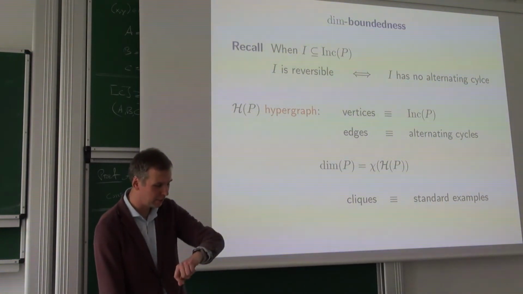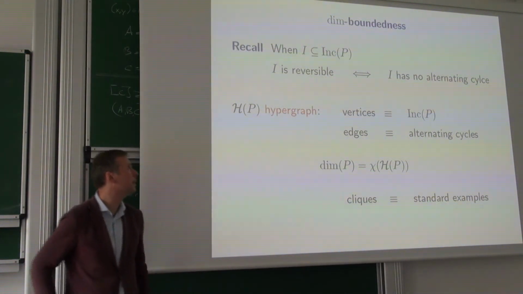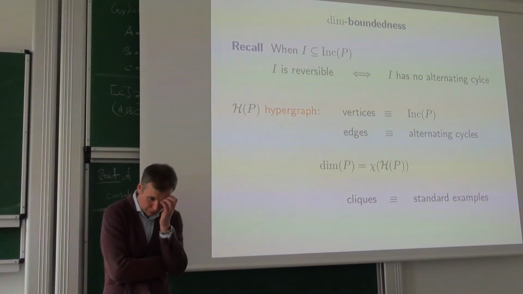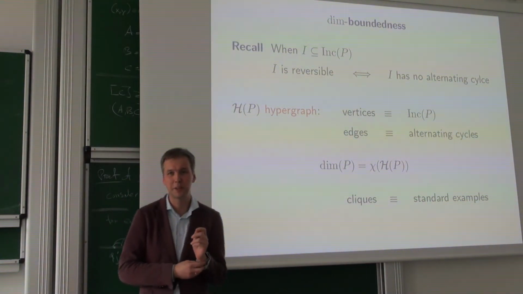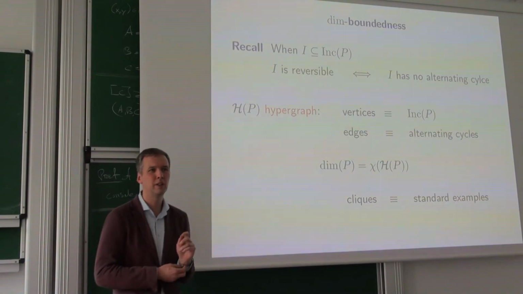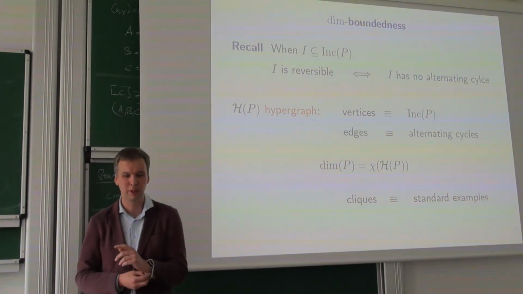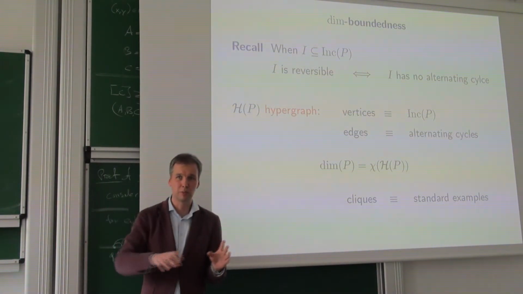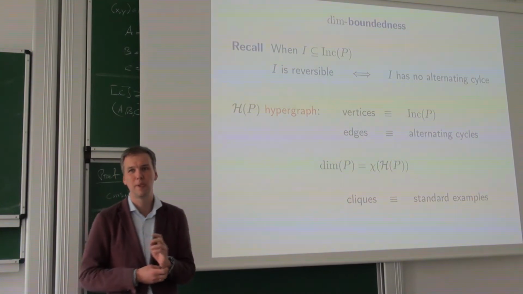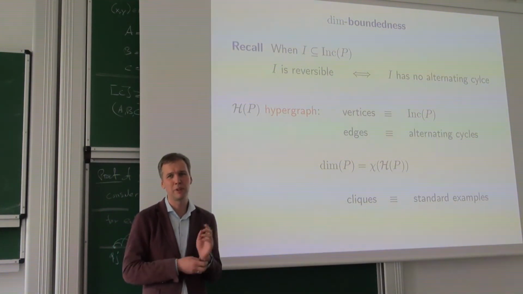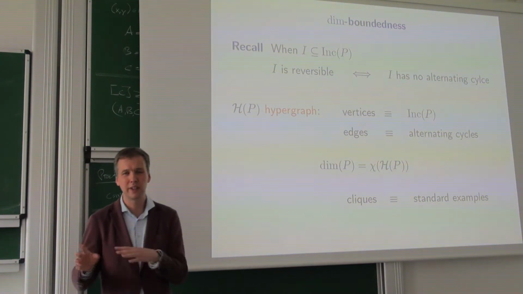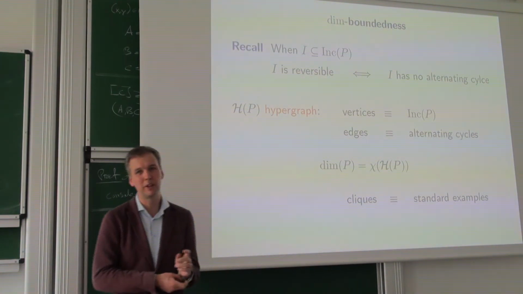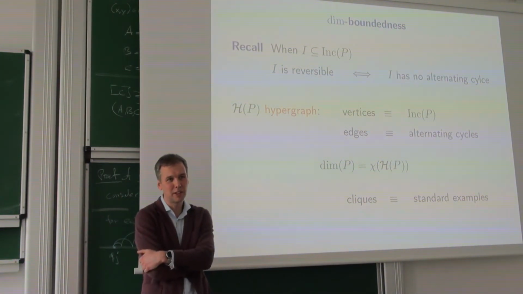but here is another very exciting stuff, dim-boundedness. Recall when you have a subset of incomparable pairs, we say it's reversible if the subset has no alternating cycles. And then given the poset, you can build a hypergraph. Vertices of your hypergraph are incomparable pairs, and edges are on these incomparable pairs that constitute an alternating cycle. And now when you think about a proper vertex coloring of this hypergraph, it's nothing else like partitioning your incomparable pairs into reversible subsets. So the chromatic number of your hypergraph actually is the dimension itself.